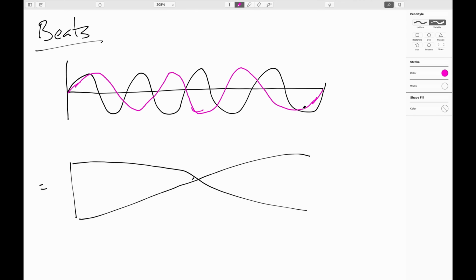Yeah, okay, something like that. So here I'll have crest meeting trough, and so the amplitude would cancel out. Over here I basically have crest meeting crest or trough meeting trough, and so the waves will mostly support each other through there.